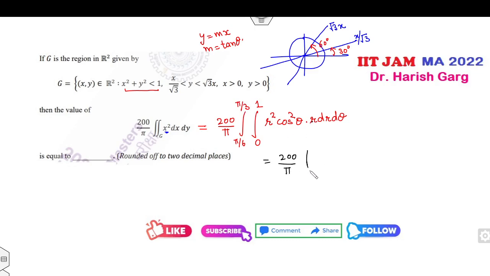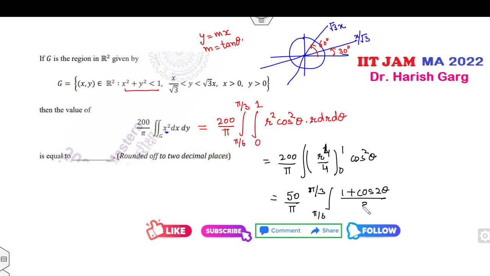It's r cube. Integration of r cube is r4 divided by 4 from 0 to 1, of the cos square. So that will be 1 by 4, 50 divided by pi from pi by 6 to pi by 3. What is the integration of the cos square? I can write as 1 plus cos 2 theta over 2. Fine. So the integration of this will be 50 over pi. Half will be out. So it is theta plus sine 2 theta over 2. Now you can substitute the value, 25 over pi.